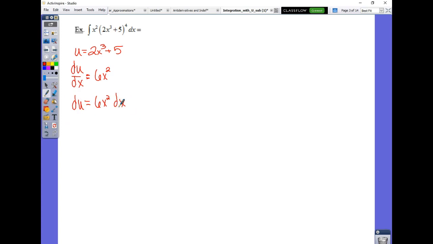So I look at my problem, and I realize I have my u here. I have 6x squared dx. I only have x squared dx in my problem. So I can make it into a 6x squared. Watch. It's 6x squared. Can I do that? Why not?